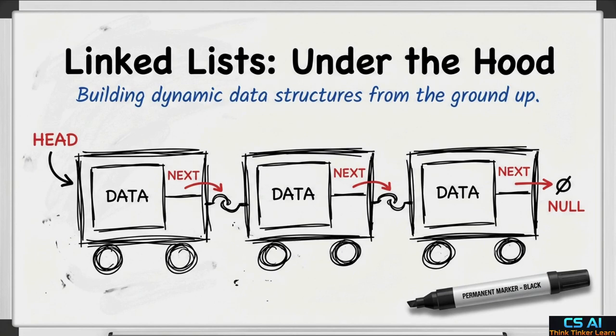Today we are going to build dynamic data structures from the ground up, starting with one of the most fundamental ones, the linked list. As you can see from our visual here, a linked list is essentially a series of connected blocks where each block contains some data and points to the next block in the sequence. We'll explore what this means for how we store and access information.